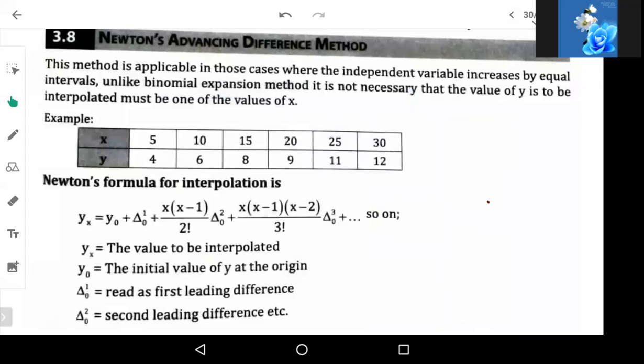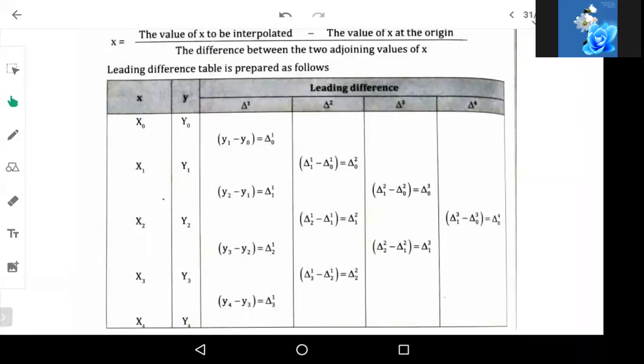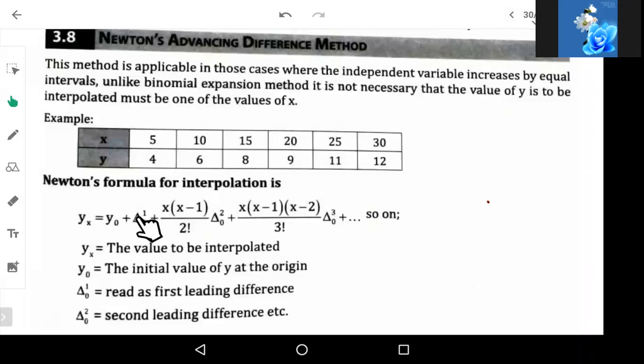Now, in the formula, there is something called x. How do we find that x? The formula is given here: the value of x to be interpolated minus the value of x at the origin, divided by the difference between the two adjoining values of x. This is the formula we'll be using. When we start the problem, we'll be able to understand it better. And you have the first leading difference, second leading difference, third leading difference, and so on.